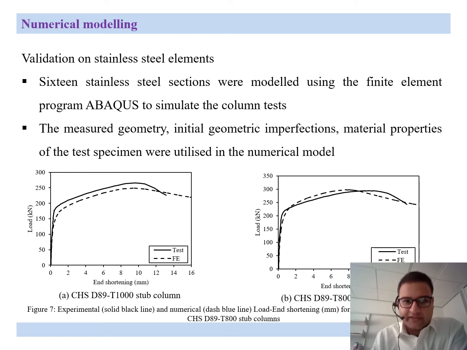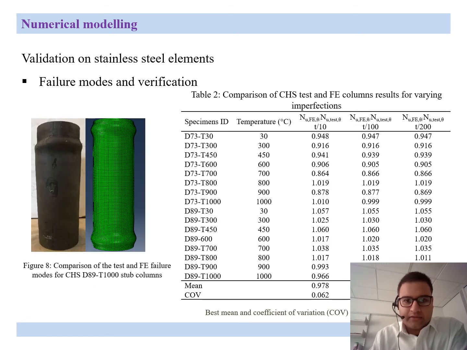So for validation, you can see in figure 7a and 7b where the experimental line is the solid black line and the numerical comparison is the dashed line, which shows the load versus end shortening for the CHS stainless steel column. You can see that the stiffness, the peak load, and the unloading of the FE model capture a very similar response to the specimen. Similar failure buckling modes were also captured, and a mean overall result of 0.978 and a coefficient of variation of 0.062 was achieved.